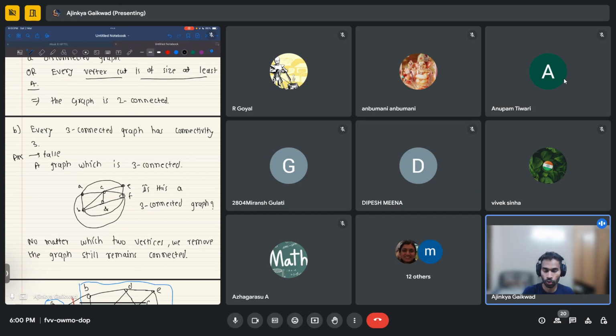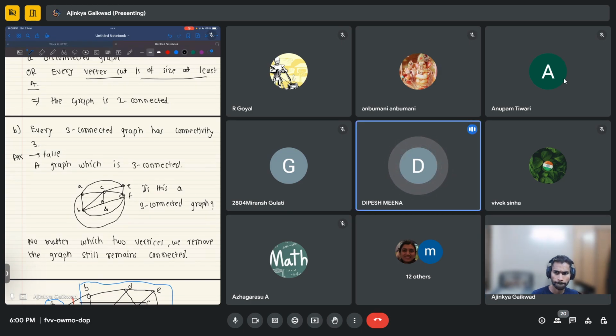So is this statement clear? Is it a three connected graph? The answer is yes. Sorry, somebody said no. Can we say a three connected graph is a graph in which we have to remove three vertices? No, no.